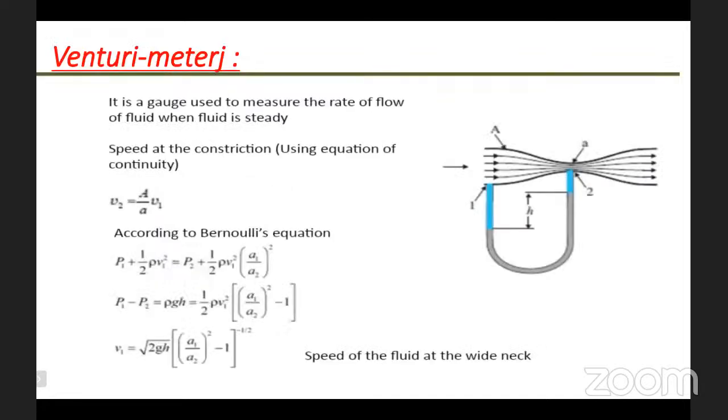And the venturimeter is the gauge used to measure the rate of flow of fluid when the fluid is steady, at the constriction. So V2 equals A1 by A2 into V1. According to the Bernoulli equation, P1 plus 1 by 2 rho V1 square equals P2 plus 1 by 2 rho V2 square, with A1 by A2 whole square. P1 minus P2 equals rho GH, that equals 1 by 2 rho V1 square into (A1 by A2 whole square minus 1). So V1 equals under root of 2GH by (A1 by A2 whole square minus 1), the speed of the fluid at the wide neck.